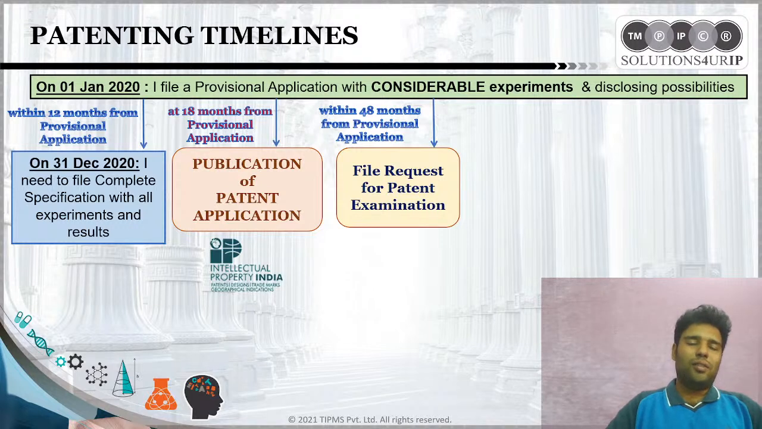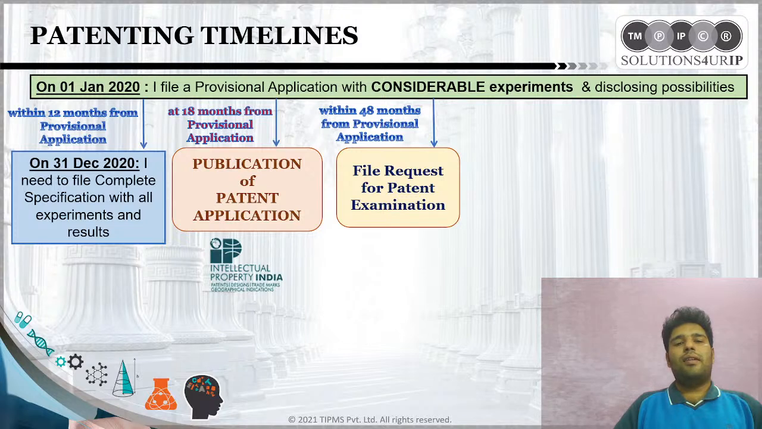If you want your patent to be published before 18 months, then only you can file form 9. And why would you require your patent application to be published before this 18 months period? It is because your patent will not be granted until and unless it is published, and there is at least 6 months of publication period from the date of publication.